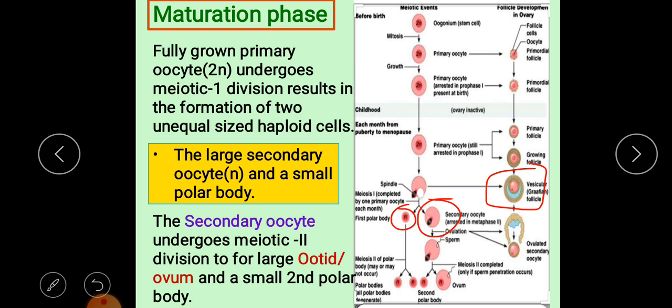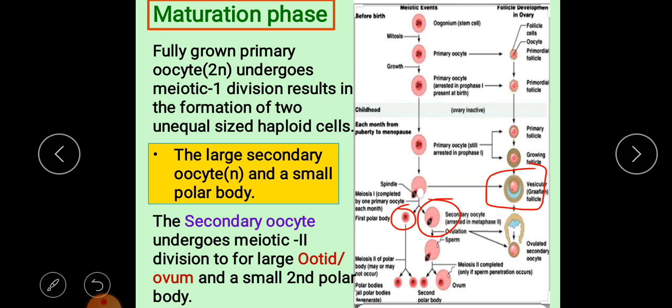Let us see. So in this process what happens? When the secondary oocyte undergoes the division, that is the meiotic 2 division, at this stage what happens? It is going to arrest in the metaphase 2. In meiosis 2, at the metaphase 2 stage, the secondary oocyte is going to arrest. So when it is arrested at this stage, what happens?